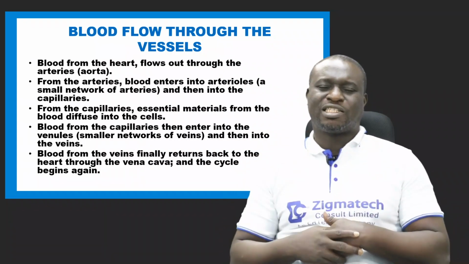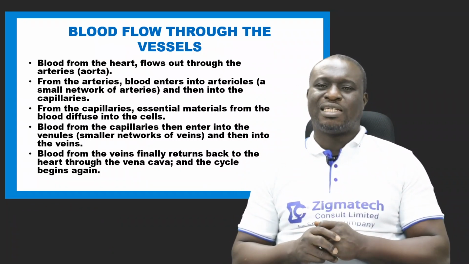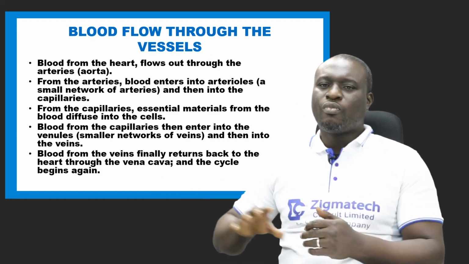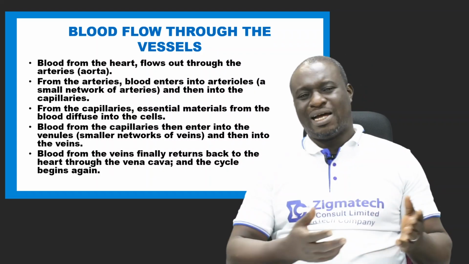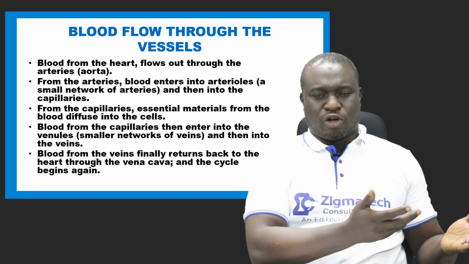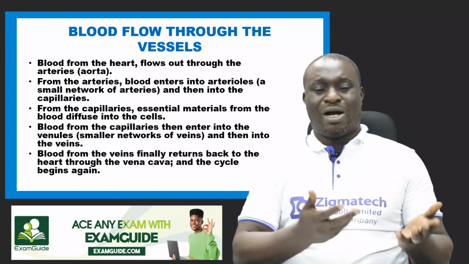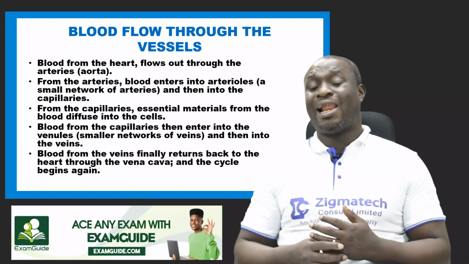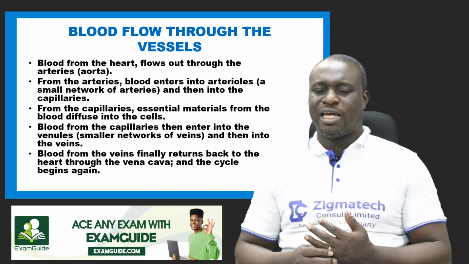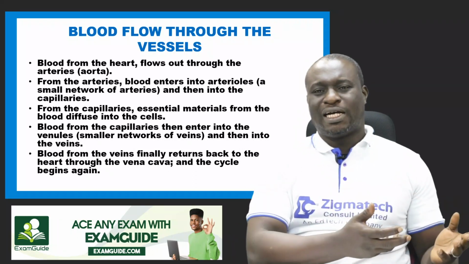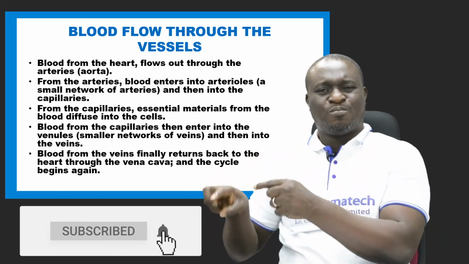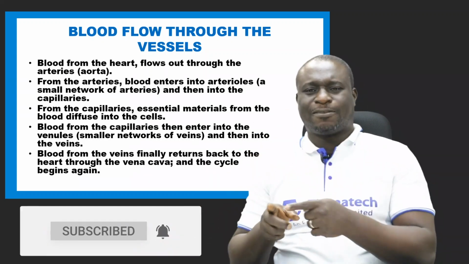Now let's look at the stages involved. One of the things you need to know is that blood from the heart flows out through the arteries. Remember, we said that the arteries take blood away from the heart. So the blood comes out of the heart through an artery, and the artery is actually the largest artery in the body, and that is the aorta, A-O-R-T-A, aorta. Now, the aorta serves as the artery through which blood comes out from the heart.